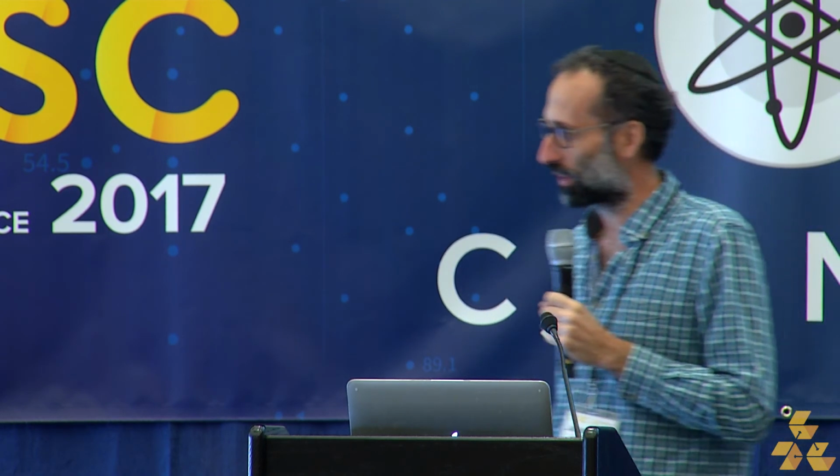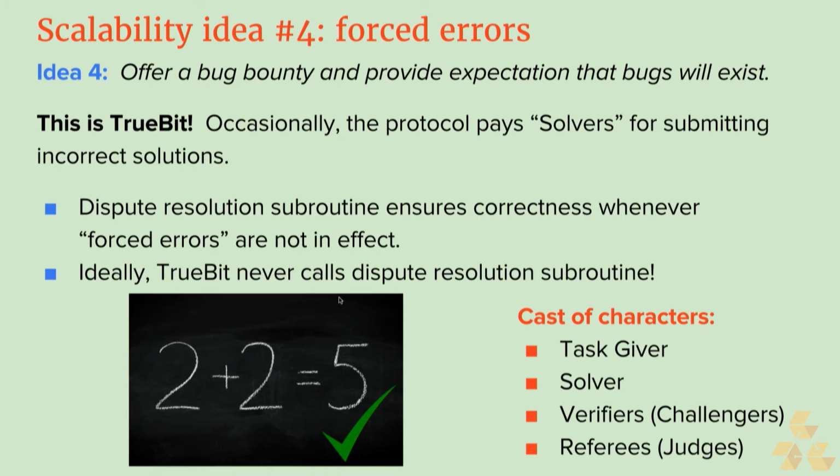Okay, so this brings us to our last scalability idea, which is forced errors. What we do is offer a bug bounty and provide the expectation that bugs will actually exist. So this is TrueBit. The protocol occasionally forces the solver to make a wrong answer. That ensures that mistakes actually happen, so people are there to look for them and they can actually be incentivized properly.